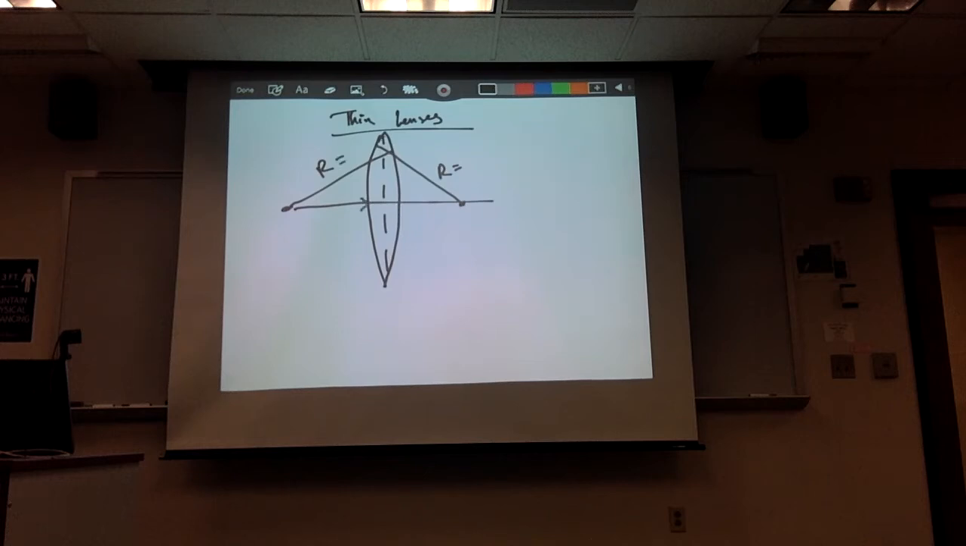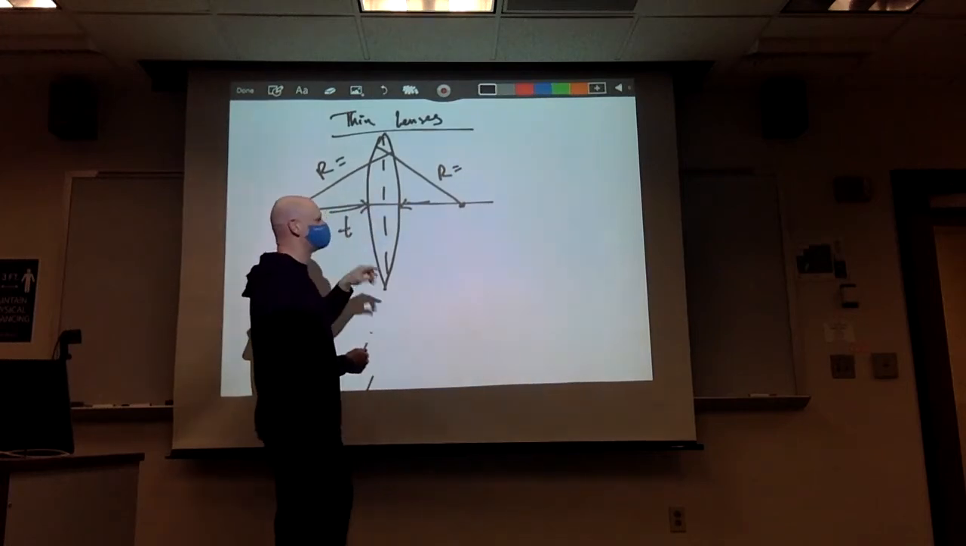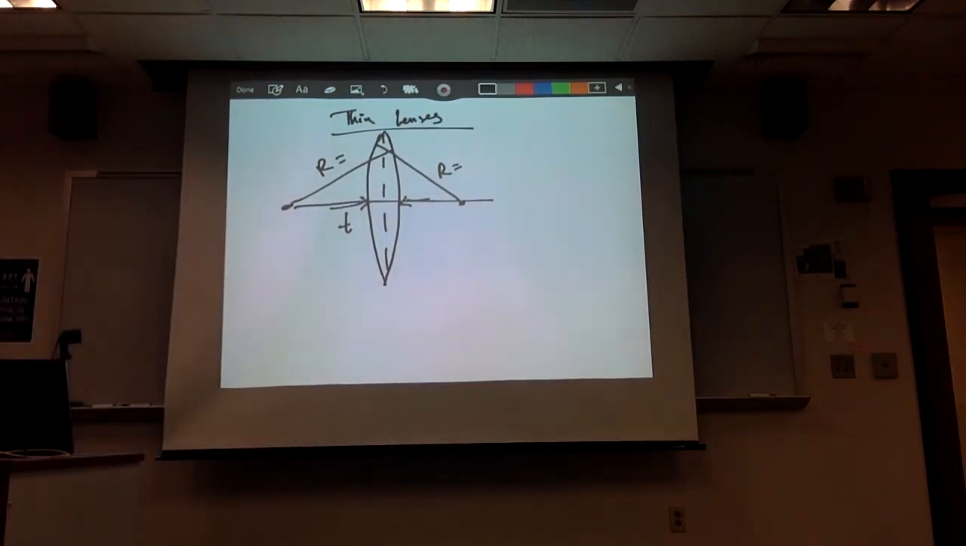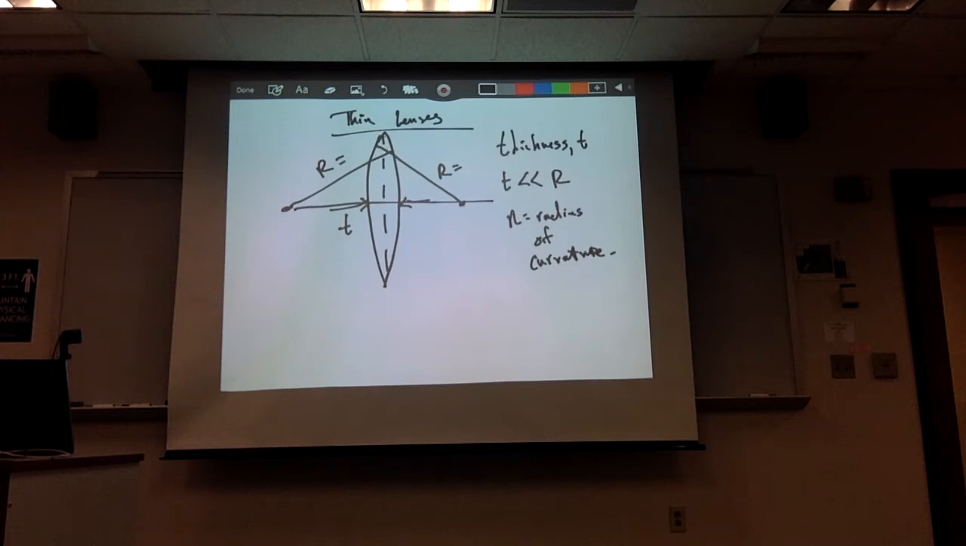But this thing also has a width to it, which we're going to call t. What a thin lens is, is that the width of this lens is much, much less than the radius of curvature. So a thin lens is one where the thickness, calling it t, is much, much less than the radius of curvature. So good. Why do we care about thin lenses?